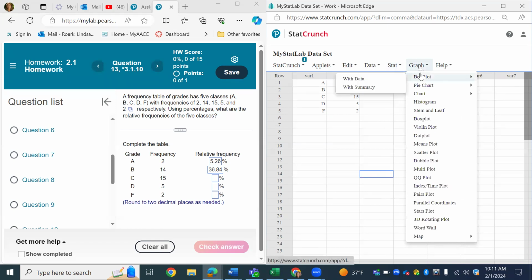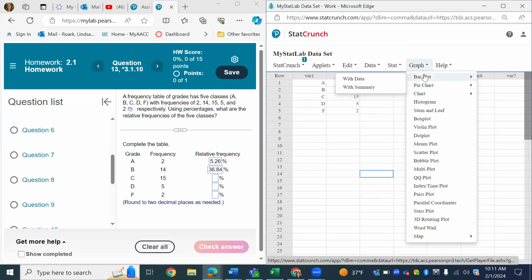We can make a bar plot from the data because we have the option to click with summary. And we also could make a pie chart with the data because we have the option to click with summary. So you can pick either one. The bar plot, just to give you an idea, is going to give you the decimal of this, and the pie chart is going to give it to you as a percent. And since they want a percent, I'm kind of leaning towards pie chart, but I'm just going to show you both ways just to give you an idea.